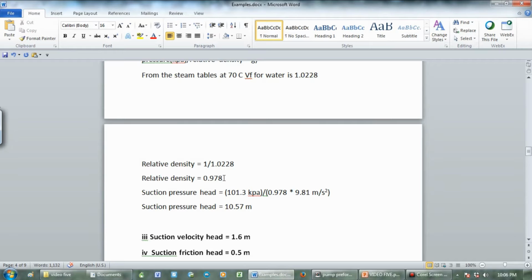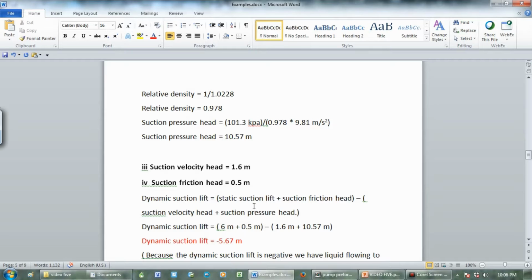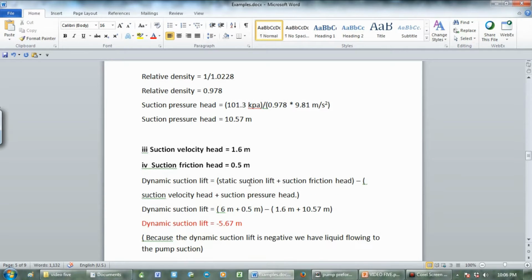Relative density equals 0.978. Suction pressure head equals pressure in the vessel, which is atmospheric pressure, 101.3 kPa, divided by the relative density, 0.978, times G, 9.81 meters per second squared. So the suction pressure head is 10.57 meters. Suction velocity head we were given as 1.6 meters. Suction friction head we were given as 0.5 meters.